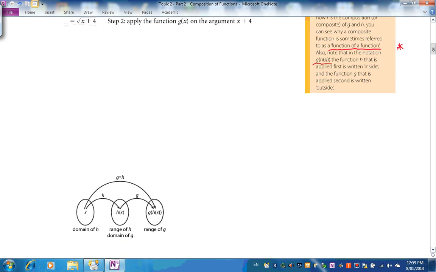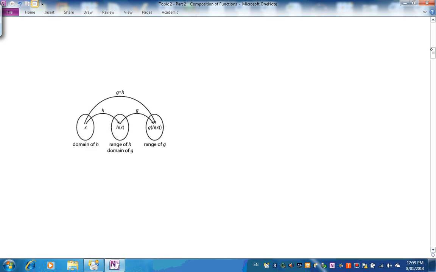Let's have a look at some more notation. The IB like this notation here. So instead of g of h of x, which says find the value of the function h done on x and then use that within g.